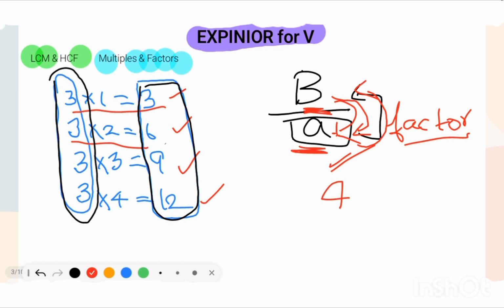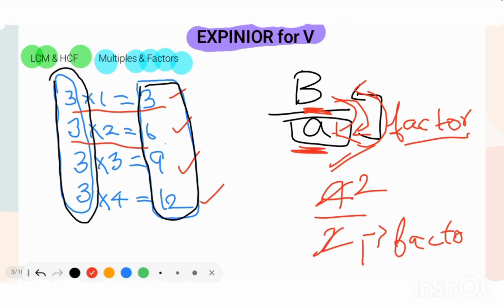Here, 4 divided by 2. We will say 2 ones are 2, 2 twos are 4. This is known as the simplification method; I explained it in the previous video. So 2 is able to divide 4. That means 2 is a factor of 4. We will not say just 2 is a factor. We will say 2 is a factor of which number? 4. 2 is not a factor of all numbers. So 2 is a factor of 4.